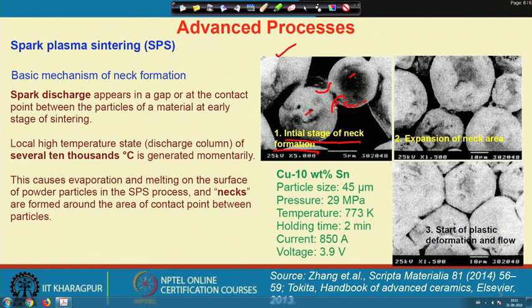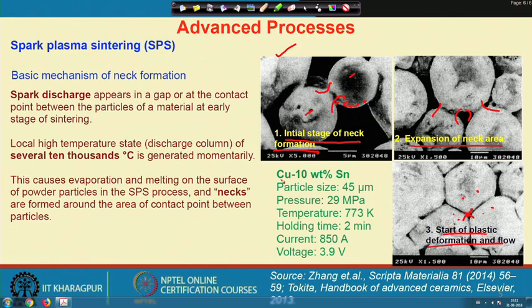That will basically assist with a convex and concave type of curvature, and the migration will continue. With that there will be an expansion of this neck area. More particles will join and at the end we can get such a highly compacted structure. That is the start of plastic deformation and flow, because the powder particles are very close and if we apply pressure then we can eliminate these internal pores and so on.